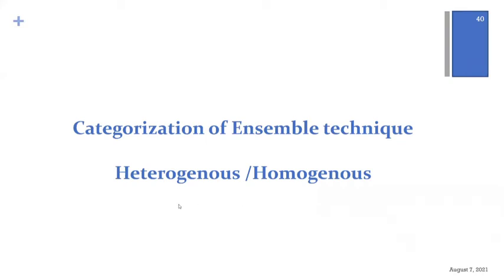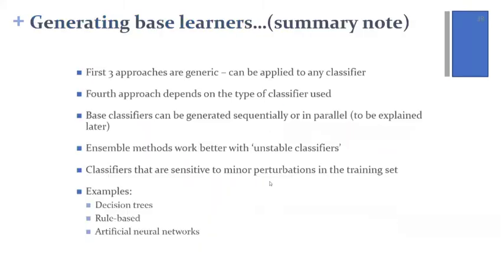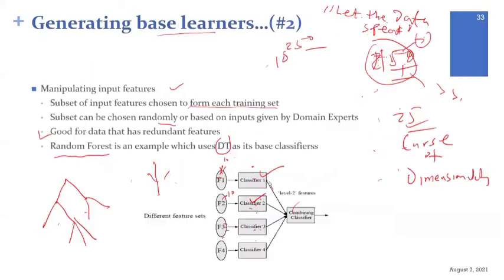So today, we are going to continue from where we stopped last time, which is looking into the categorization of ensemble techniques. You can categorize them into what we call heterogeneous or homogeneous. However, before we go ahead, let us refresh our memory about what we did last time.